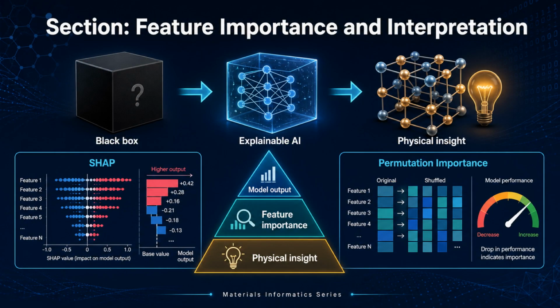Understanding why a model makes predictions is as important as accuracy. Feature importance reveals which elemental properties drive predictions. SHAP values provide a principled framework for attribution. This interpretability connects machine learning to physical understanding and builds trust in predictions.